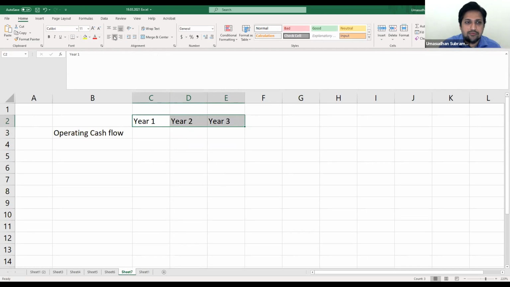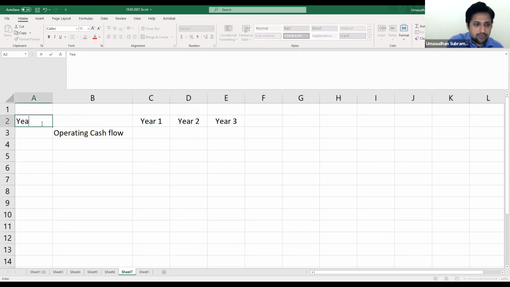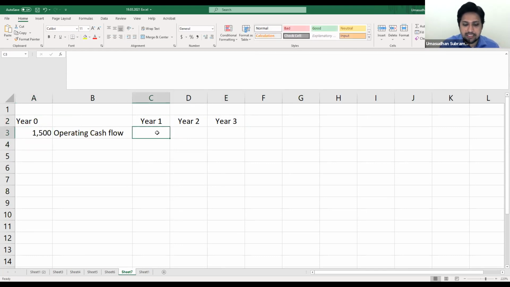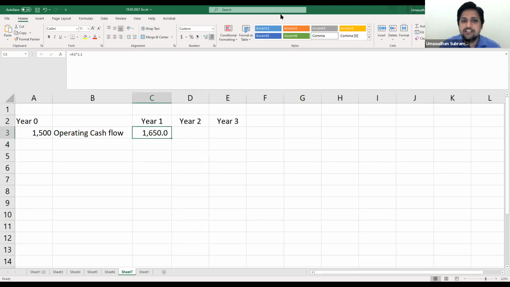Then, for example, year 0, let's say you have 1,500 as your operating cash flow. So year 1, you expect it to grow by 10% based on your projections. How do you arrive at it? Based on your financial model. So this is why analysts use financial models to do this.